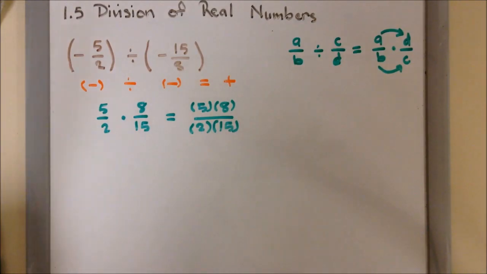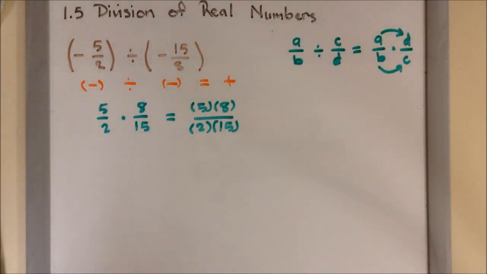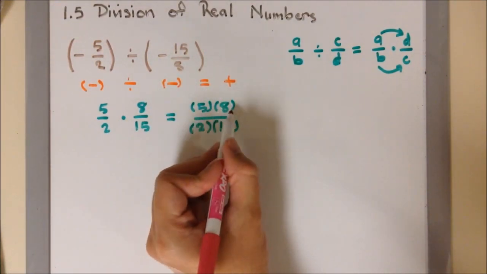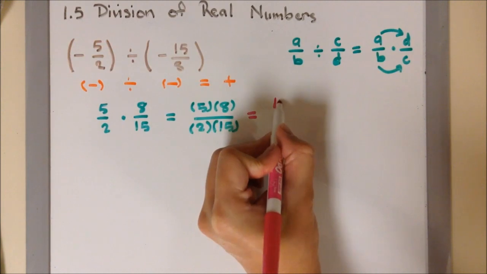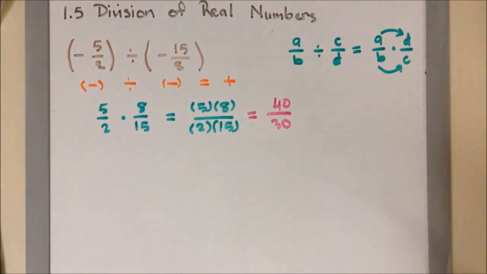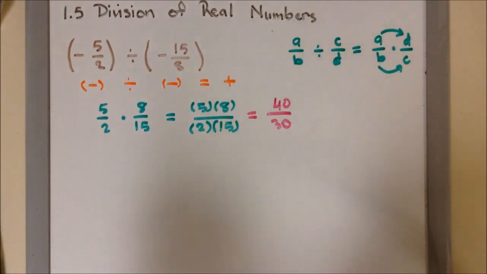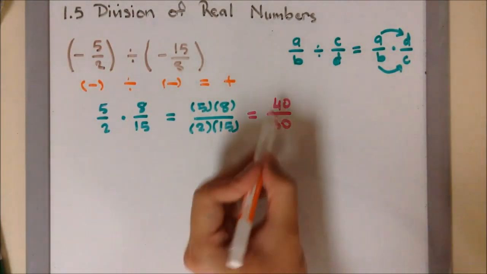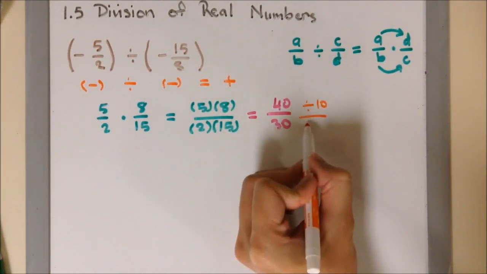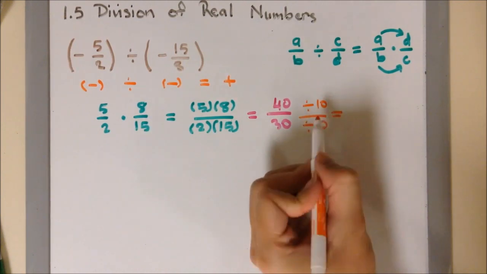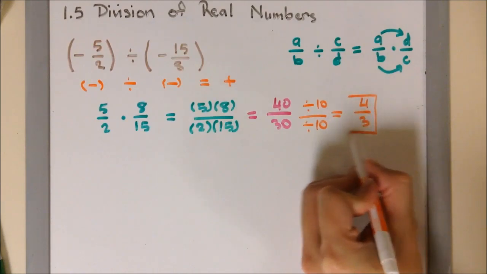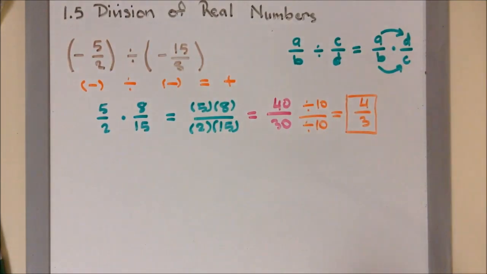So, I'll show you an easier method after we work out this the usual way. 5 times 8, 40, over 2 times 15, that's 30. And then when we have something like that, we can simplify. 40 and 30 can both be divided by 10. So it's going to be 4 over 3. That's going to be our final answer.